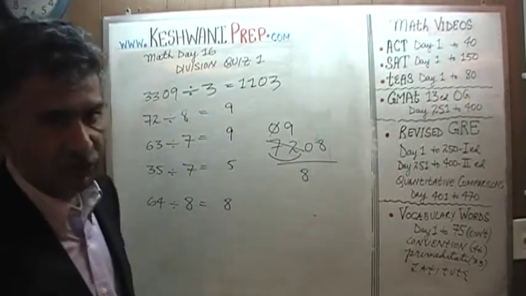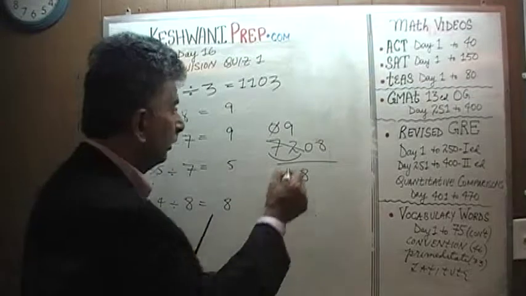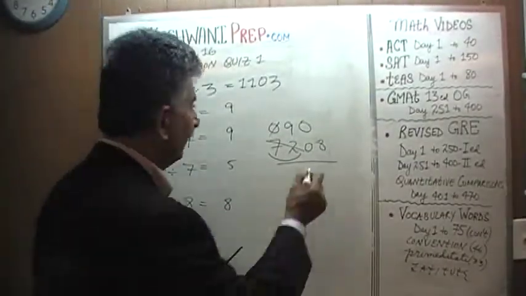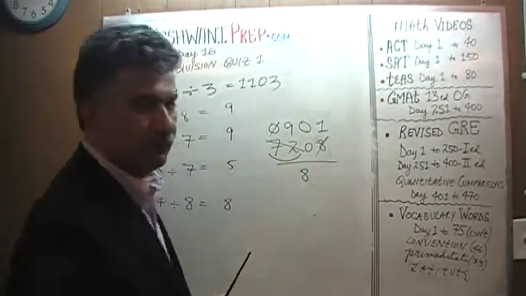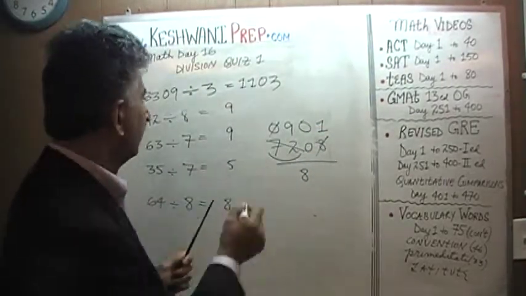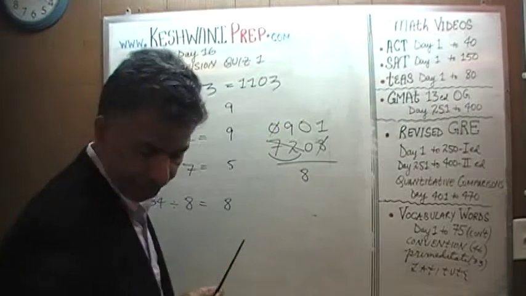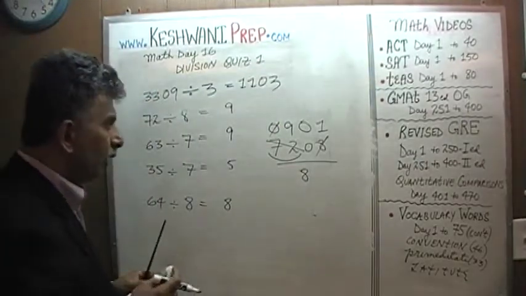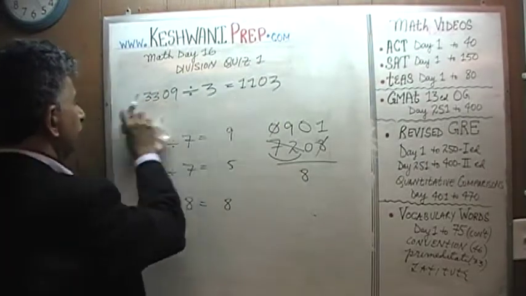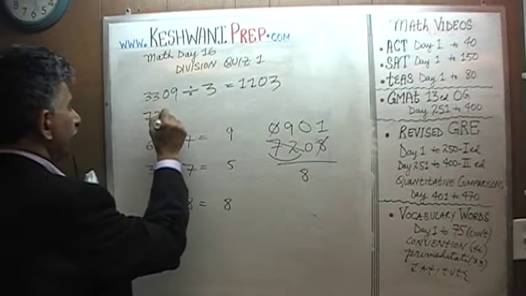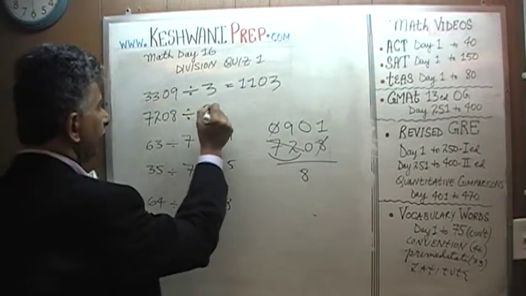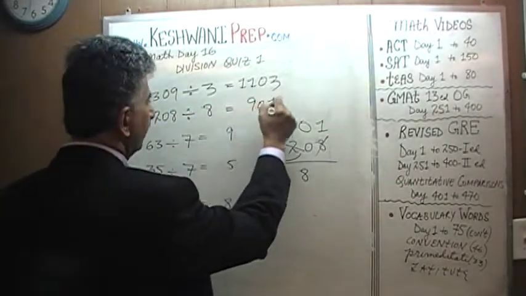How many 8s does 0 have? 0 has no 8. How many 8s does 8 have? 8 has 1 8. That's it. The answer is 901. 7,208 divided by 8 equals 901.